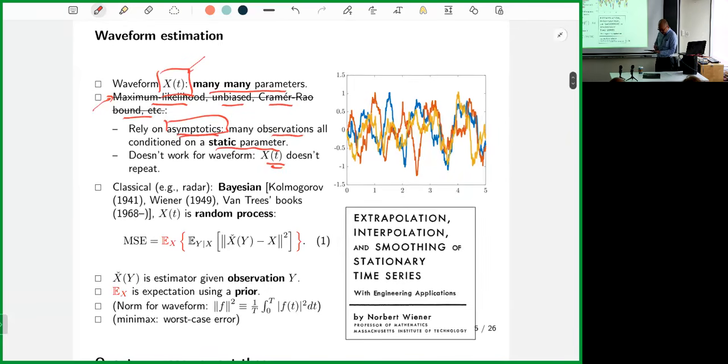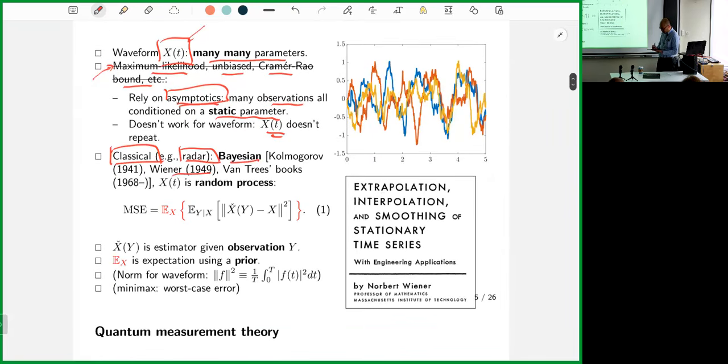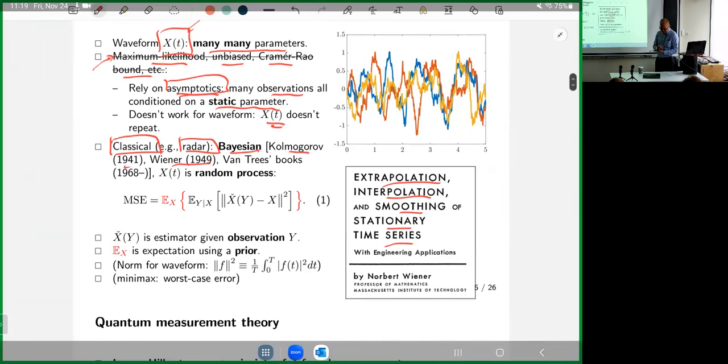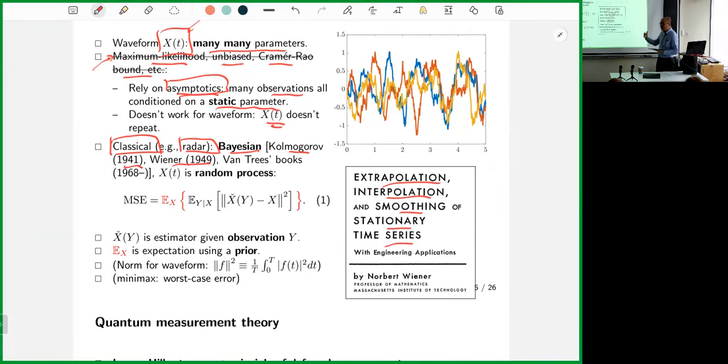Well, what do you do then? Well, in classical statistics, we know, since the Second World War at least, that when you deal with a waveform, you should try not to use maximum likelihood, but you should try to use Bayesian statistics. So people have known this since the Second World War. By Wiener, for example, he has written a book on this. How do you do estimation of a waveform? And of course, Russians have done this earlier. And it's known, this is why we teach statistics in electrical engineering with radars.